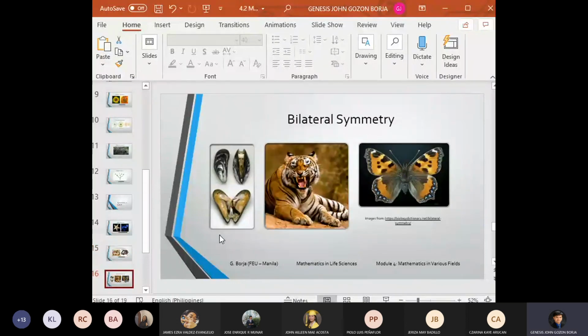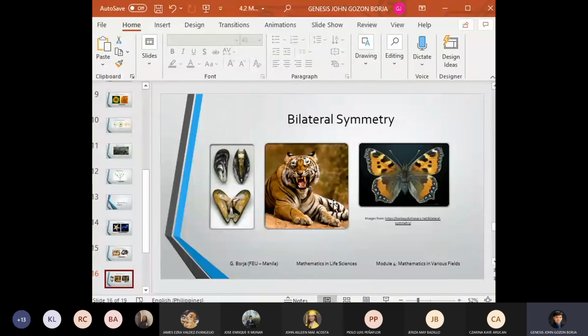Then we have the bilateral symmetry. So sa atin naman, sa mga tao, bilateral din tayo. So what the left side is, the right side is almost the same. We are considered symmetric with respect to the axis of reflection, which is yung gitna. So we are bilaterally symmetric. So ganun sa mga seashells, sa oysters, mussels, and then dito sa tiger.